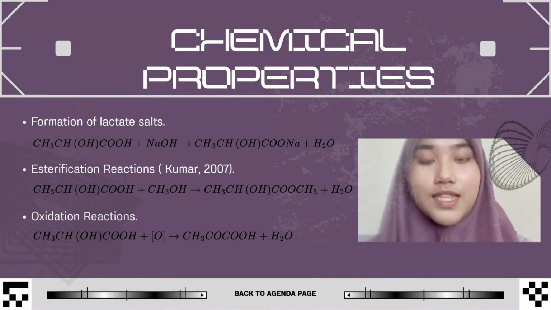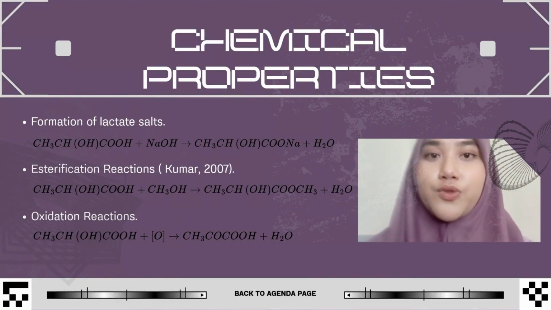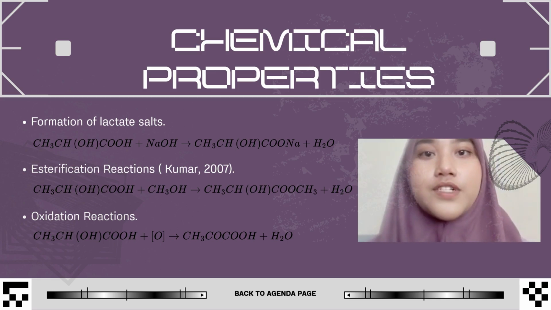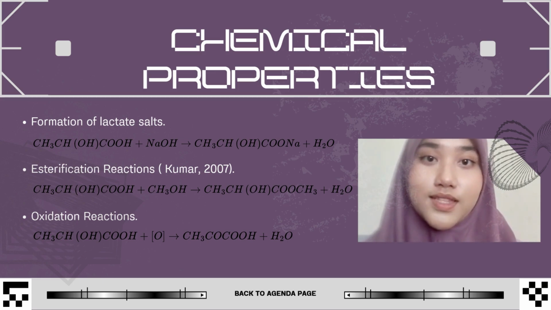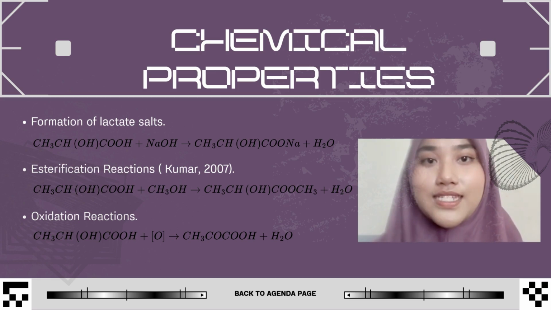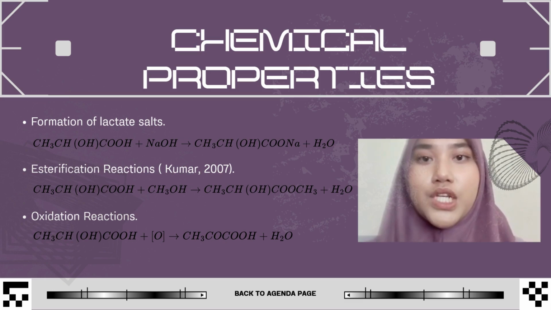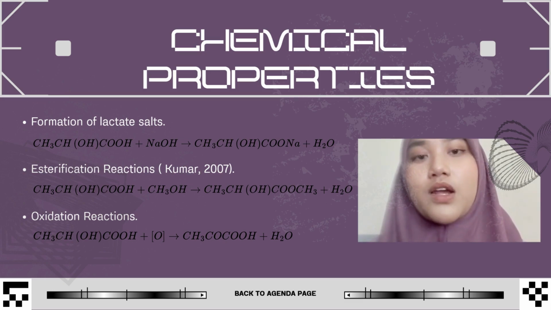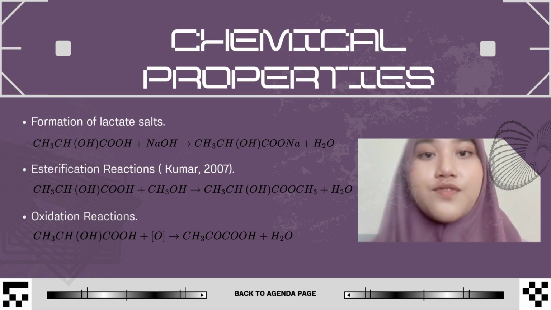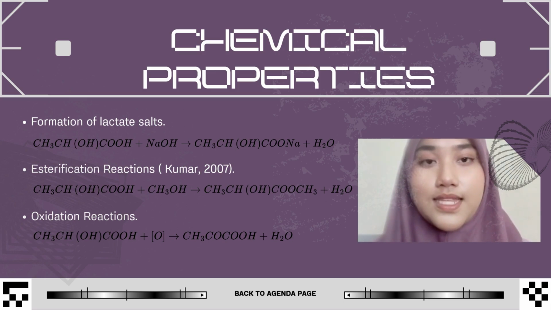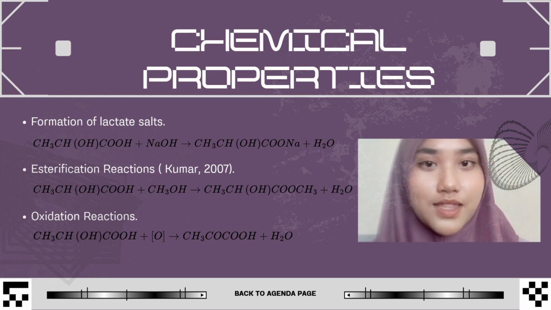For the chemical properties of lactic acid, there are three reactions. Firstly, formation of lactate salts. In this reaction, lactic acid reacts with bases to form lactate salts and water. This reaction is called neutralization. Based on the chemical equation, the acidic proton from the carboxyl group is replaced by a sodium ion, producing sodium lactate. These are commonly used as food preservatives, pH regulators, in pharmaceutical formulations, and as moisturizing agents in cosmetics.